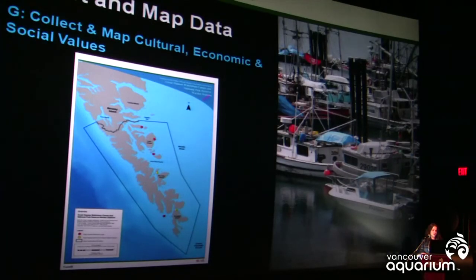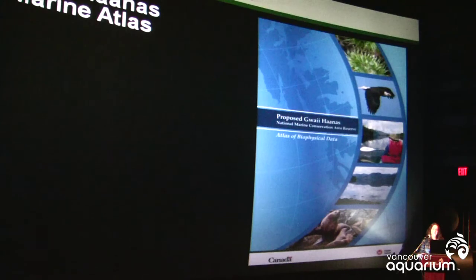We also ended up collecting cultural, economic, and social values. We did collect 16 different commercial fisheries data sets. The map I've shown shows watchman sites and park warden sites. We also have a number of data sets on camping locations. And with all the mapping, we ended up producing an atlas. This is the Gwaii Haanas Marine Atlas, which is available outside afterwards if you'd like to have a look at it.